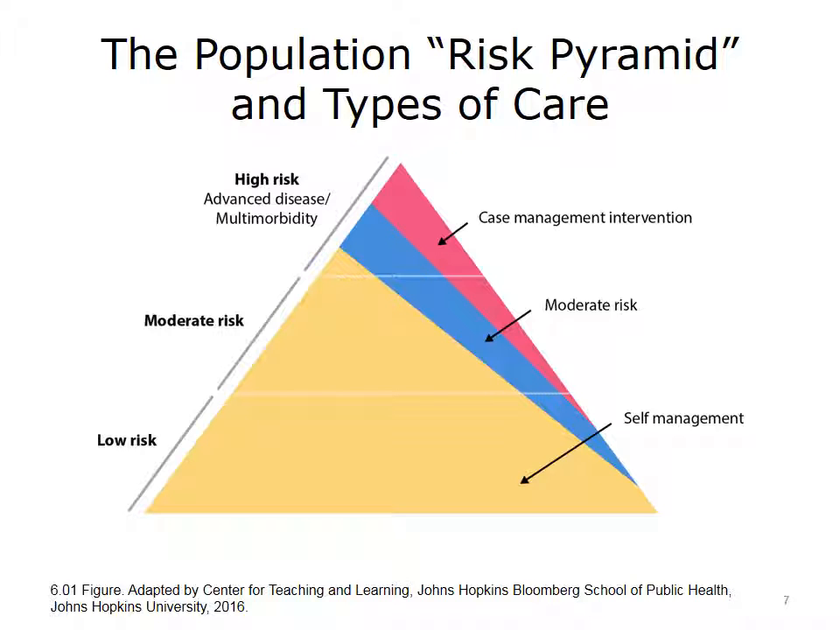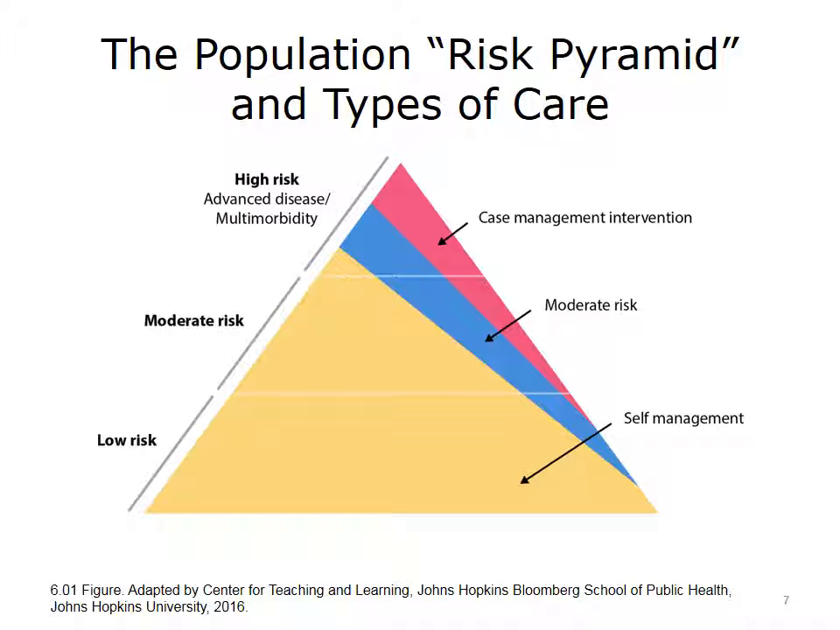Throughout this presentation, we'll use various pyramids. These are population pyramids that array everyone in a community, everyone in a target population, say within an accountable care organization, ACO, integrated delivery system, into one or more risk levels.